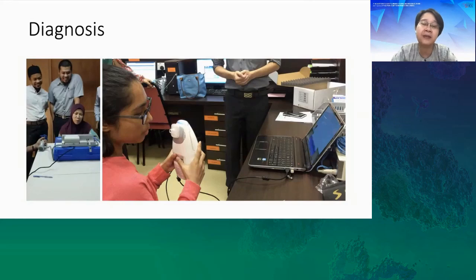So with that in mind, there are many errors in spirometry that will cause differences in your reading. So when you order a spirometry, it's important that the technician doing it is a trained technician so that the values are true.